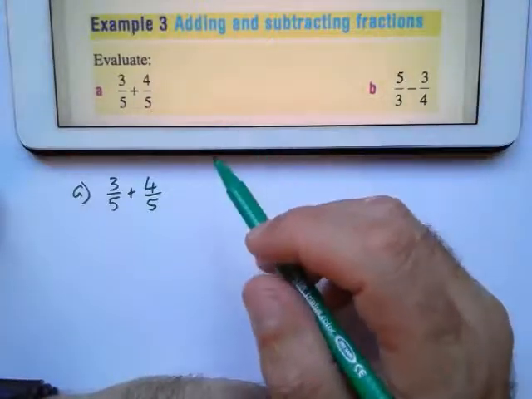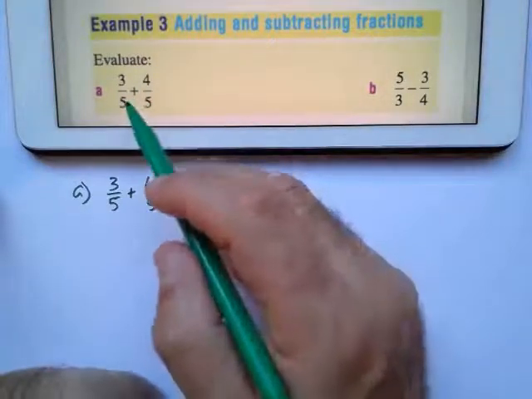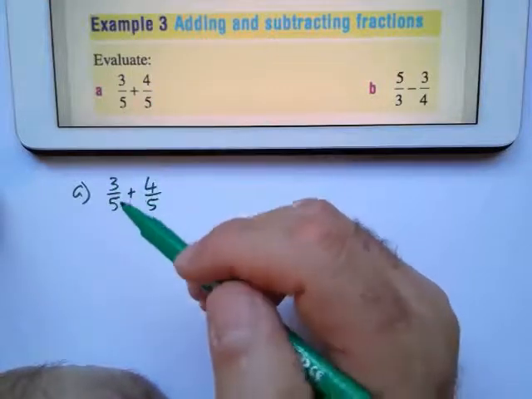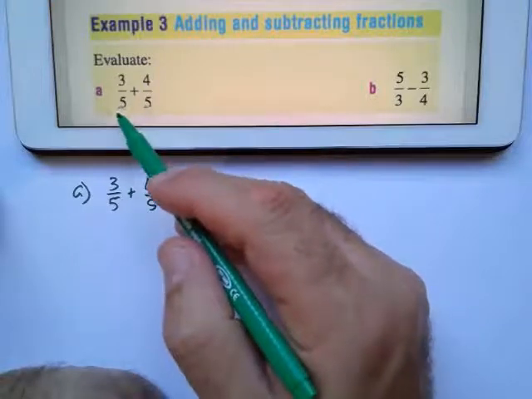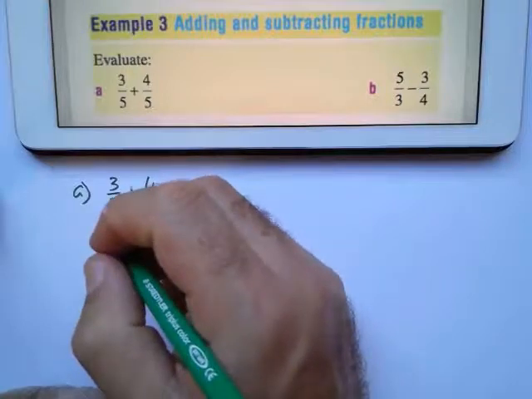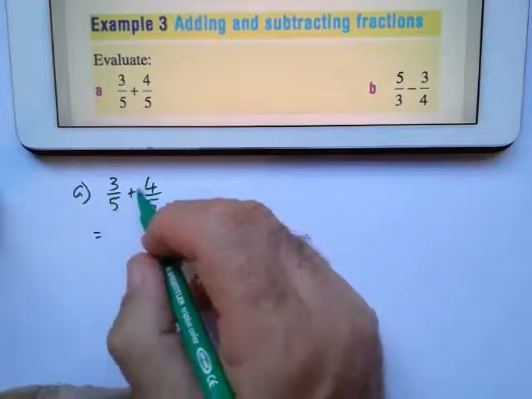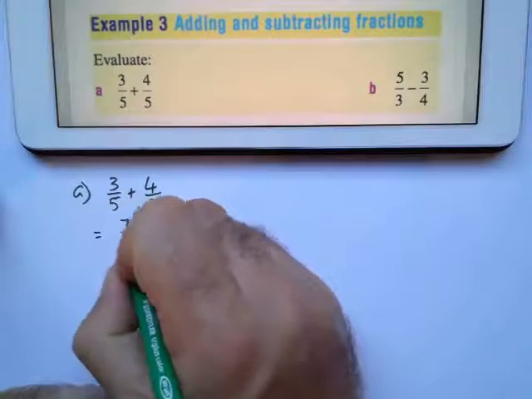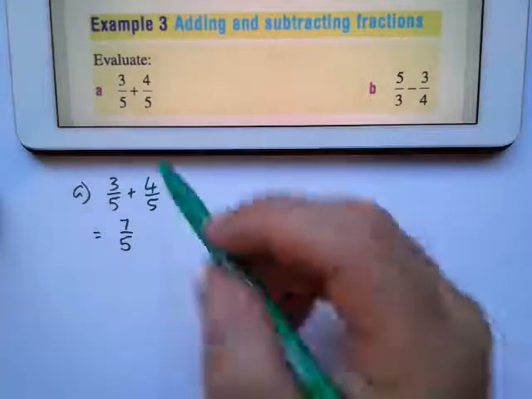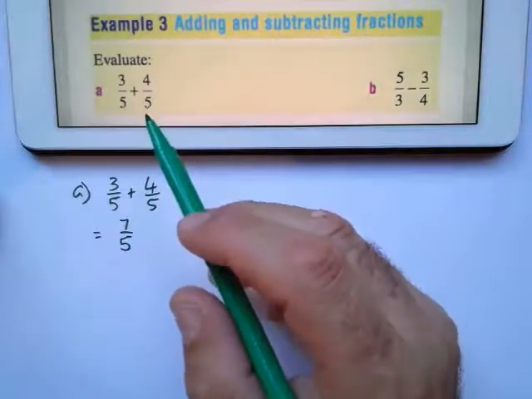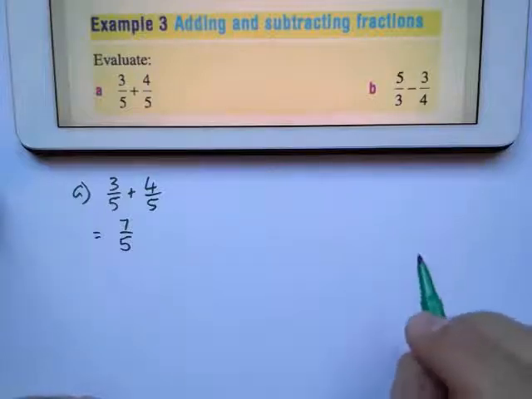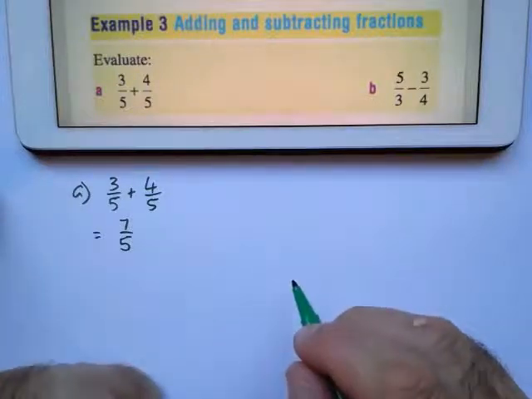Adding and subtracting fractions. Evaluate 3/5 plus 4/5. If you read this differently, it might make it a little bit easier. So if I say 3/5 plus 4/5, that will give me 7/5. Now, because this was given in fractions, it will be okay for you to leave it in this way, and we'll just stop there.